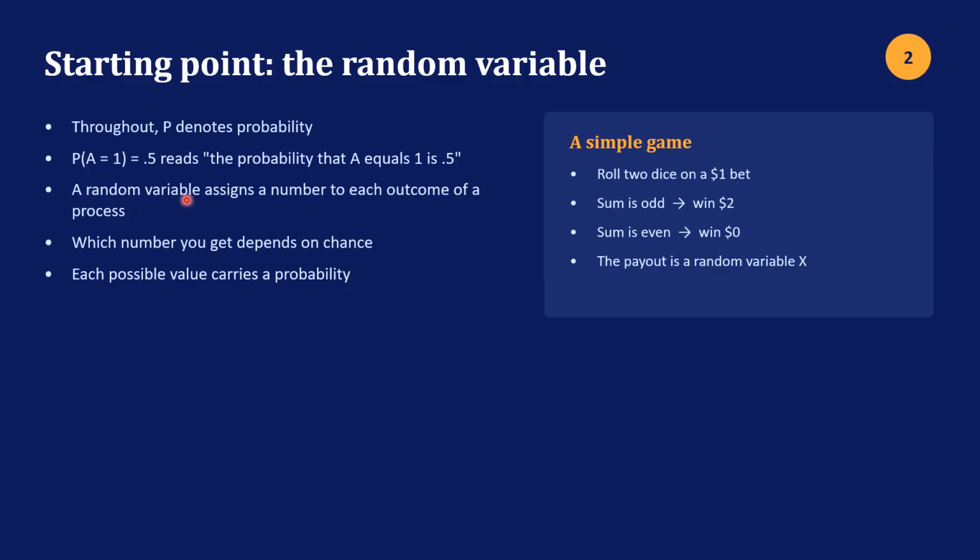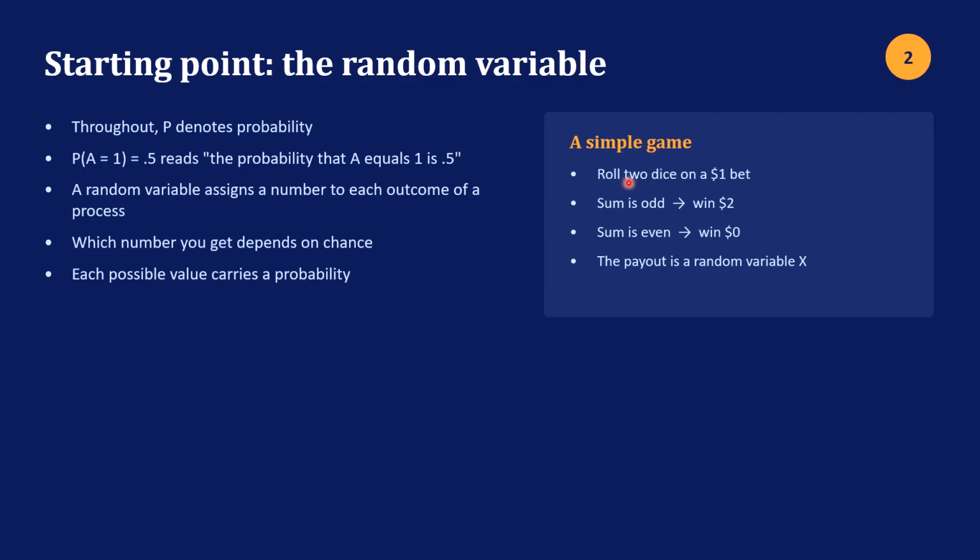A random variable assigns a number to each outcome of a process. And we'll see some examples of this, including one on the right here, which I'll get to in a second. Which number you get depends on chance. In other words, which value for the random variable. Each possible value carries a probability. So here's our example, and we'll continue this on the next slide.